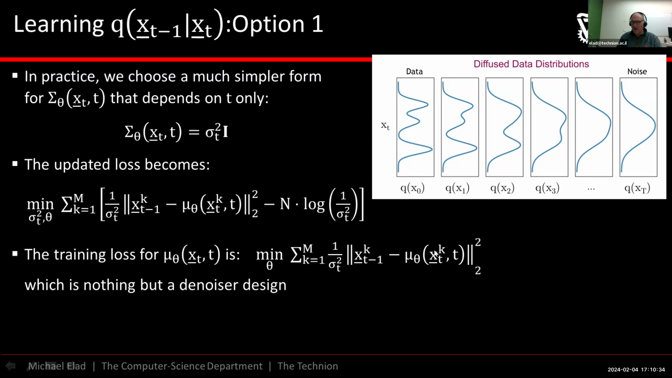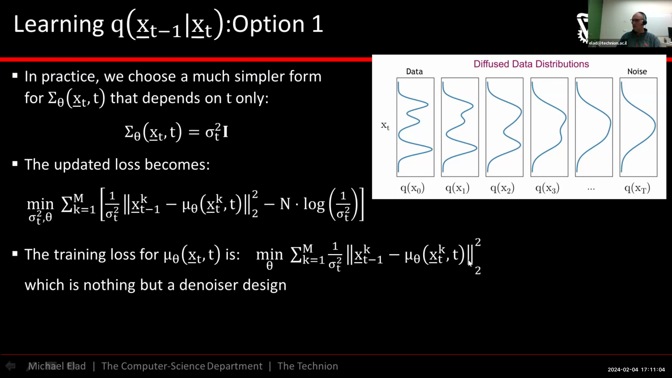For every example k, up to capital M, 100,000 such examples, I'm searching for the neural network that will take xt and clean it up to the point where it will look closest to xt minus 1. It's not the regular denoiser. It's a denoiser that removes a slight fraction of noise. Is it clear? Yeah, I'm removing only the layer of noise that takes us back from xt to xt minus 1. This is a denoiser, but a slightly different kind of denoiser.